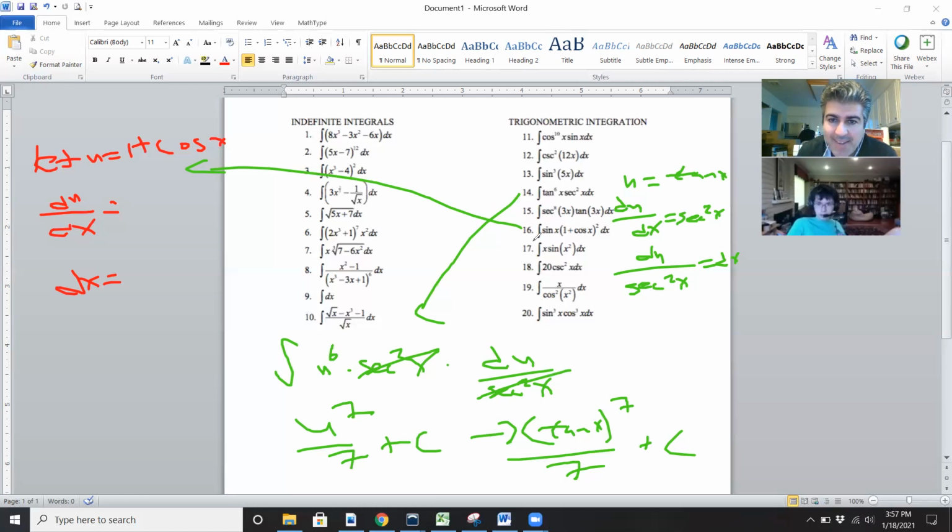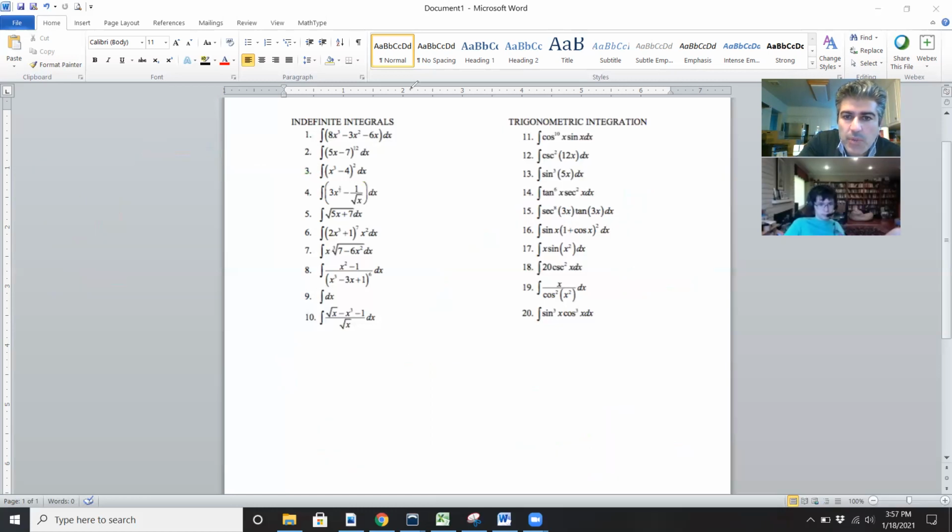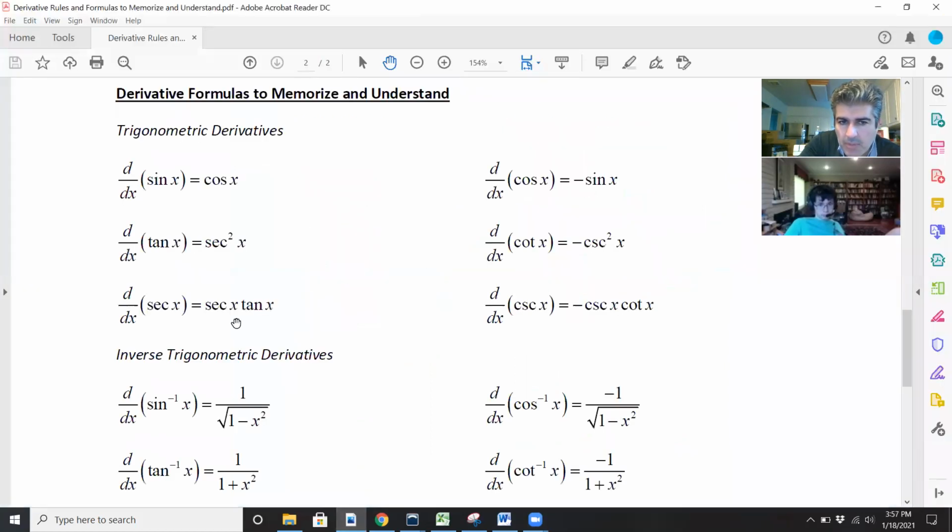Okay, 16. Sorry, 15. Let me show what's going on with that one. The thing is that secant's being raised to the 8th power, so that's obviously what we're going to want to let u equal, but it's important that we look at the derivative of secant x, which is secant x tan x.